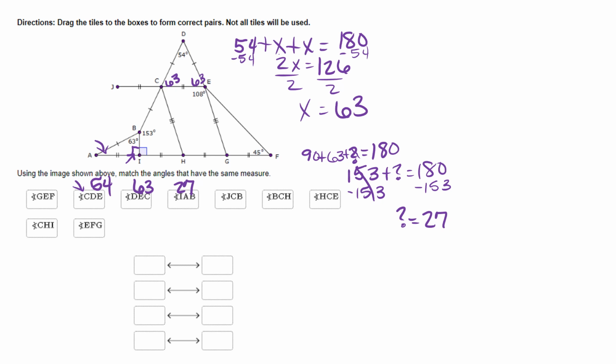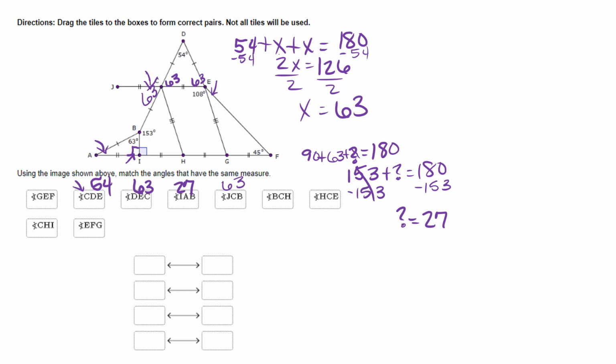CGEF. Okay, so here's another one we're looking for. Let's see, JCB. Oh, this one that we're looking for. Let me get this pointer. Right here, if you look, that one and this one are vertical pairs. So that tells us right off the bat that these two are equal. Awesome. Okay, that makes our life just a little easier. JCB, so that is also 63.